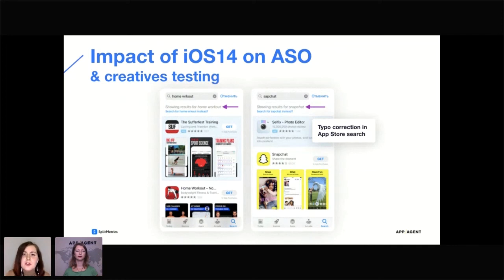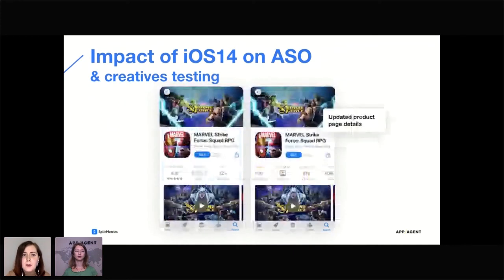So now misspelled search terms will automatically be corrected and show search results for the corrected spelling. Well, now you won't be able to rank for these less competitive misspellings added to the keyword field. Apple also updated the product page details. iOS 14 users see a usual horizontal with new elements now: the developer name, language, and size. These additional elements, and especially the app size, may influence the decision to tap on Get, but the impact on the conversion rate is not likely to be huge, as users have to do the extra scrolling.